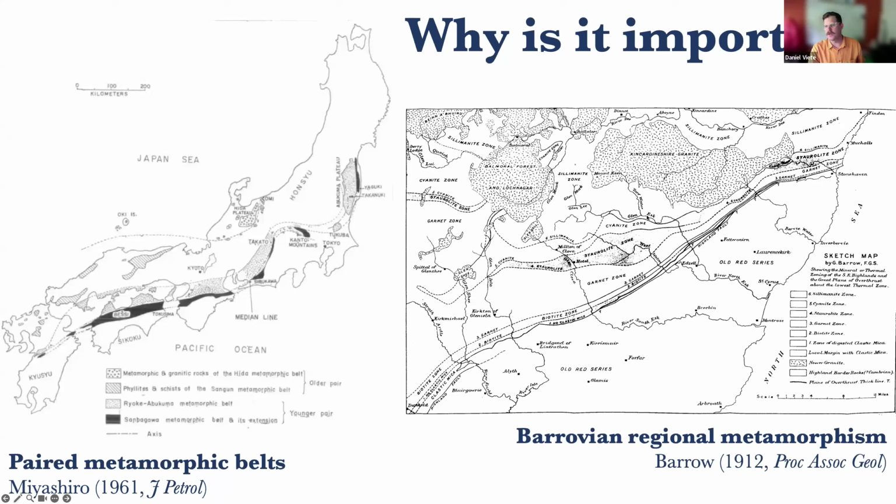And something that the talk will focus on a little bit today is also Barrovian regional metamorphism, or Barrovian style regional metamorphism. And this is metamorphism of the middle crust, which occurs in association with orogenesis. So it's an orogenic feature, and I'm going to propose that for the most part, this is dominantly an accretionary orogenic feature, although it's often associated with collision.